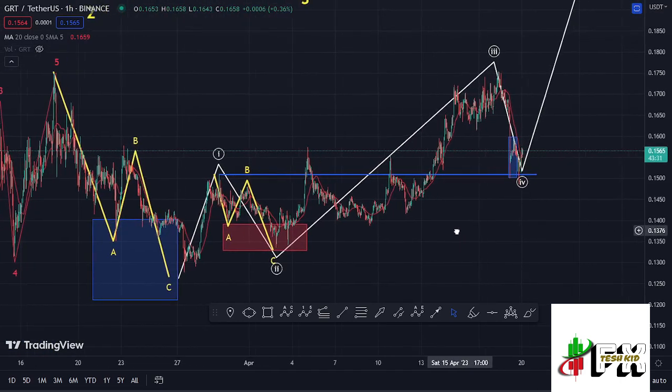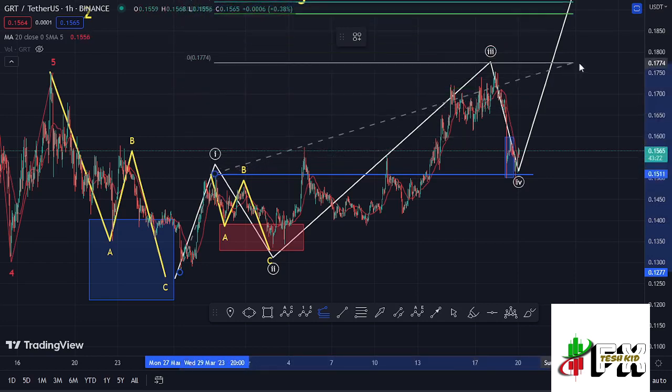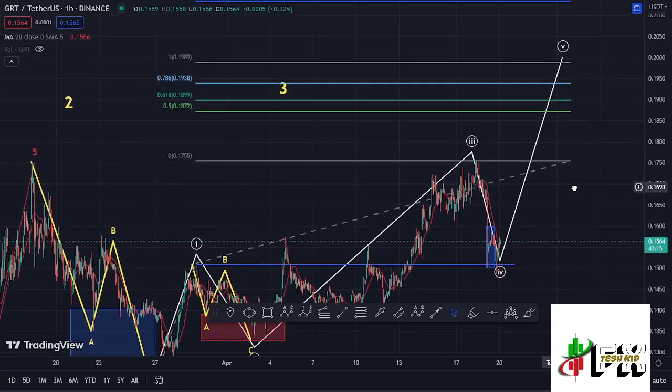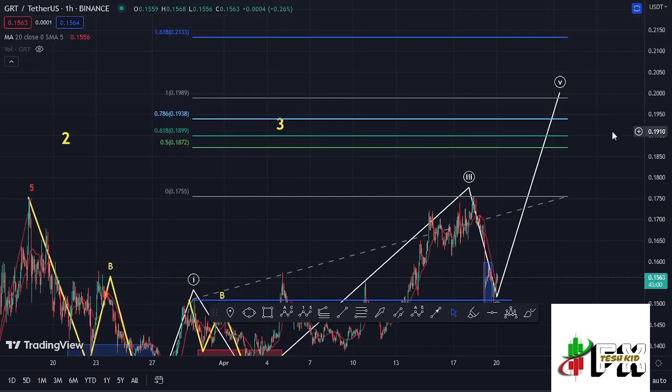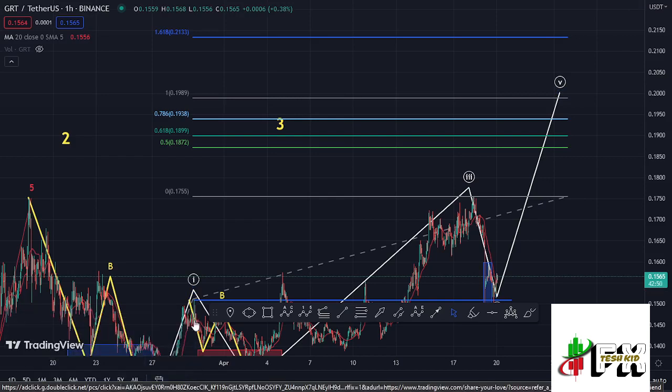And allow me to now give you my target areas in that wave 5 by connecting the trend based Fibonacci from the low of the first wave to the high of that wave 1, then dragging the fibs to the high of that wave 3, and that now gives me a target area in the formation of that wave 5, having my first minimum target area at the fib level 0.618, and that is at around the $0.1899 mark, where the target areas can go all the way to the fib level 1.618, which at the time of this recording sits at around the $0.2133 mark.